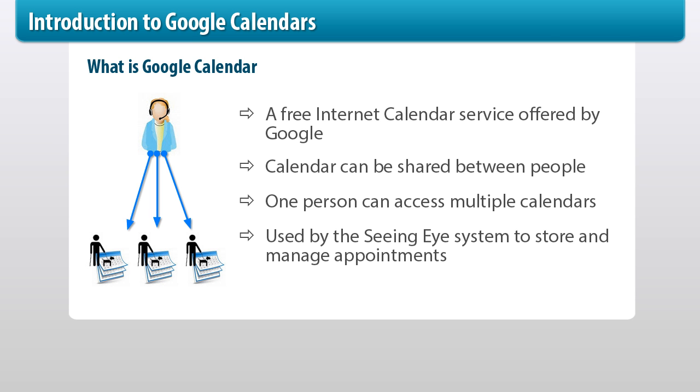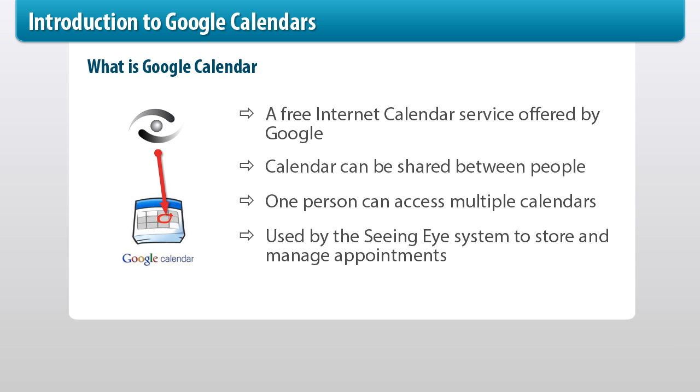So the Seeing Eye system is using Google Calendars as the back end to store and manage appointments. Whenever you make an appointment through the Seeing Eye administration website, a client makes a booking through a friend's website, or our friend makes a booking using the Seeing Eye system interface, that appointment will end up as an entry in a Google Calendar. That is why we need to learn how to use this very helpful tool.